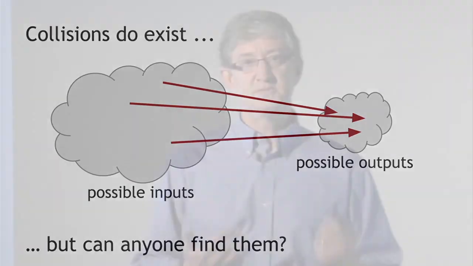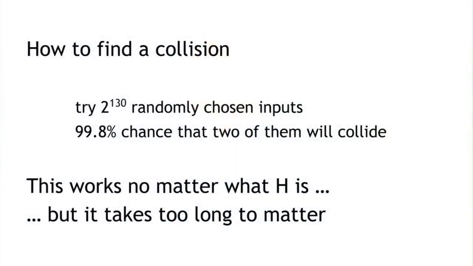Okay. Now, to make things even worse, I said that it has to be impossible to find a collision. Let me tell you how to find a collision, because there's a method that's guaranteed to work. The method works like this: we're going to pick 2 to the 130 randomly chosen inputs over on the left cloud of that previous diagram. If we pick those 2 to the 130 randomly chosen inputs, it turns out there's a 99.8% chance that at least 2 of them are going to collide. And so this is a very simple method for finding a collision.